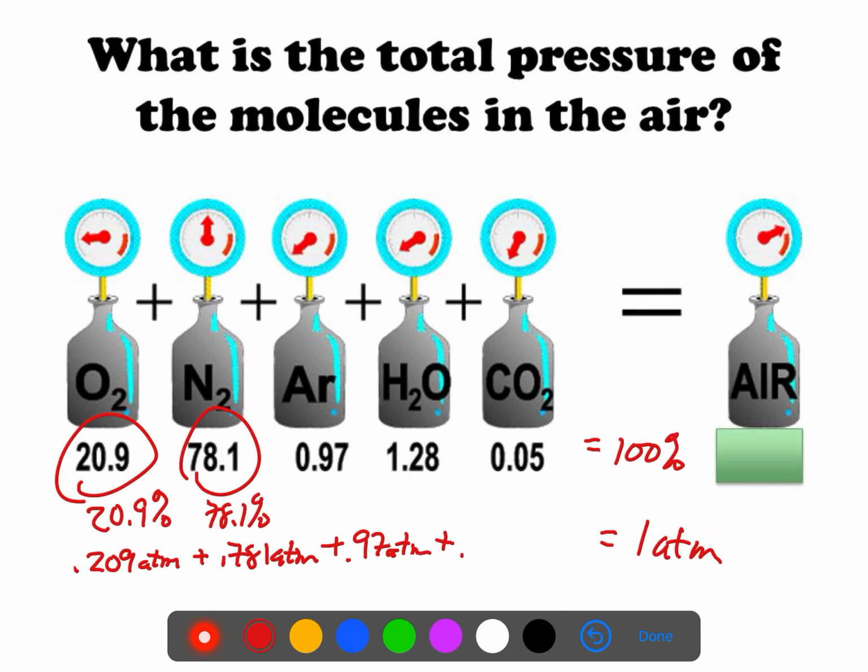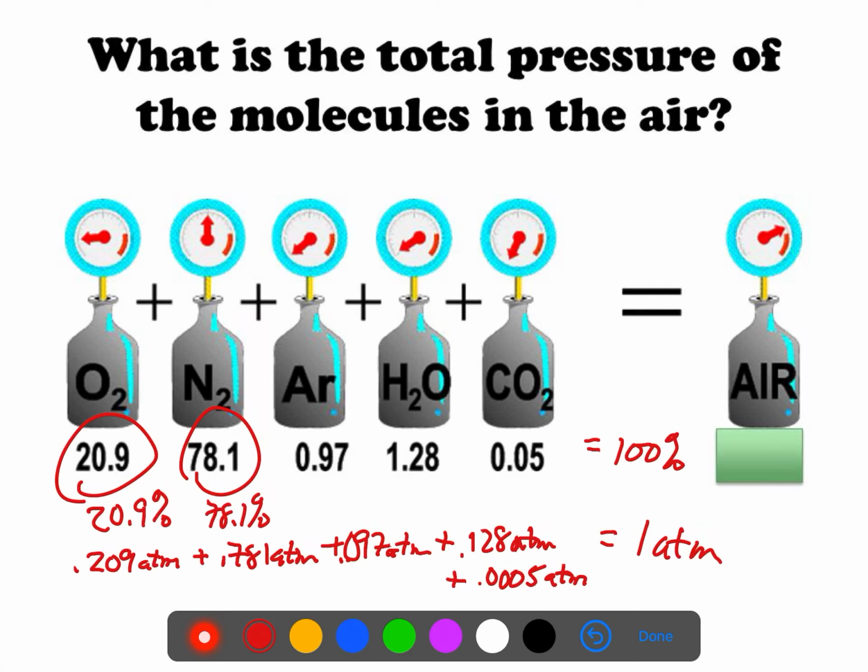That means that oxygen would be 0.209 atmospheres, nitrogen would be 0.781 atmospheres, argon would be 0.97, etc. We add up the other 2 values. Oh, I'm sorry, not 0.97, 0.097, and then 0.128, and then carbon dioxide makes up 0.05%, and that would give us a total of 1 atmosphere total pressure. So that would be one easy problem.